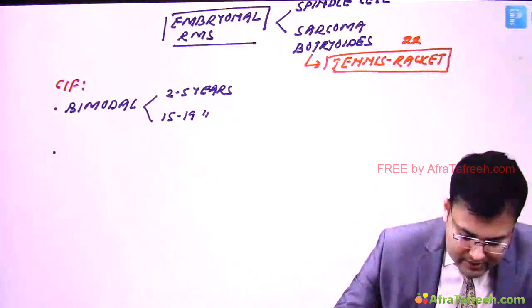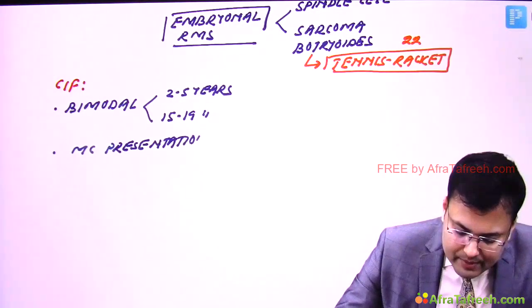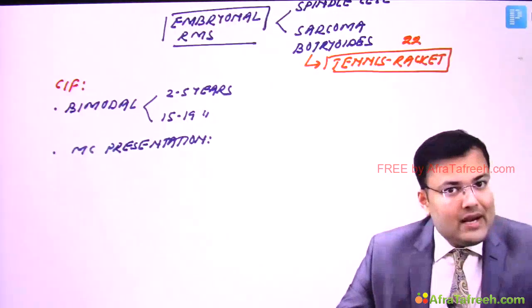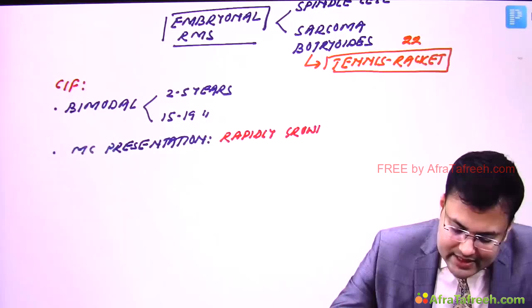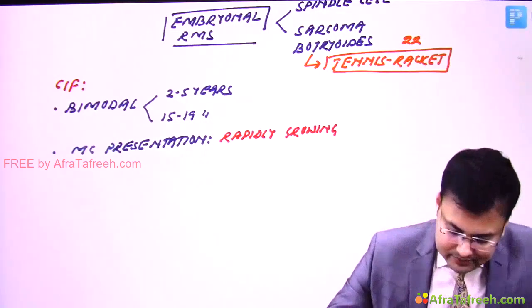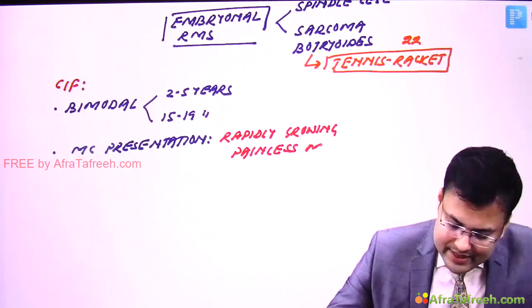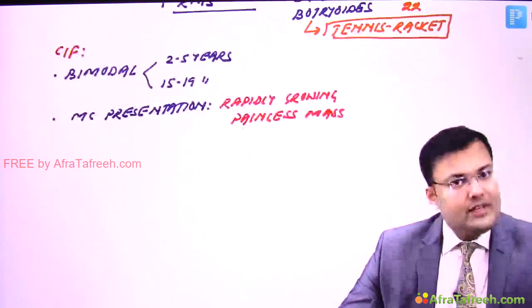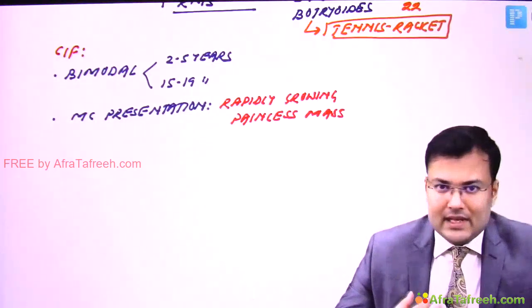What is the most common presentation? The most common presentation is a rapidly growing painless mass. It can be painful also, but the most common presentation is a painless mass. Rest of the features are similar. The most common route of spread is hematogenous, and the most common site of metastasis is the lungs.